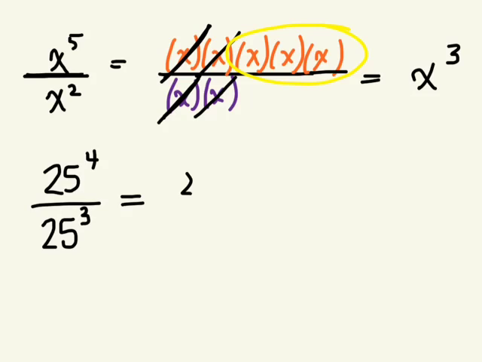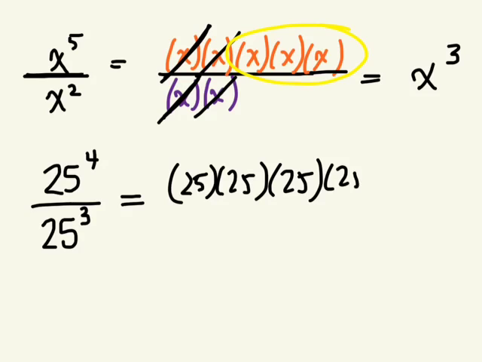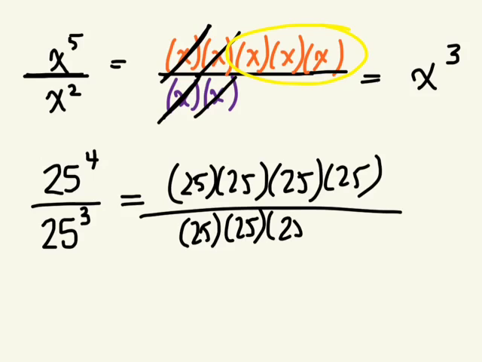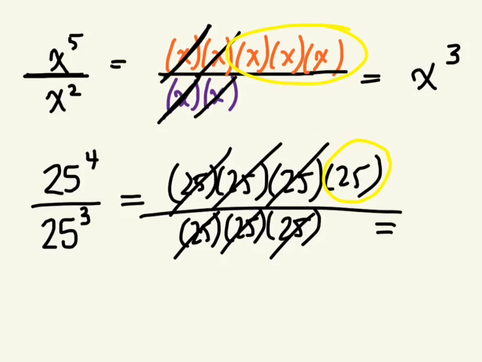25 to the power of 4 means 25 written 4 times, divided by 25 to the power of 3. I'm writing the number 25 3 times. How many can I cancel out? 3. 1, 2, 3. What am I left with? 1. 25 to the power of 1, or I can just write 25, right? That means the same thing. Did anyone figure out the exponent rule?